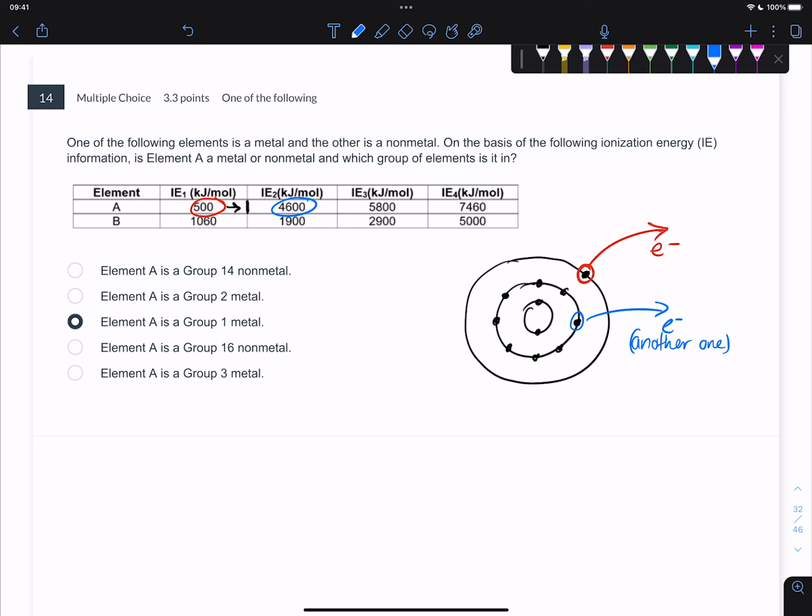So what we immediately see here is that whenever you take one electron and it's easy, you automatically need to think this is a metal, because ionizing metals is easier than ionizing nonmetals, because metals give up their electrons more easily.